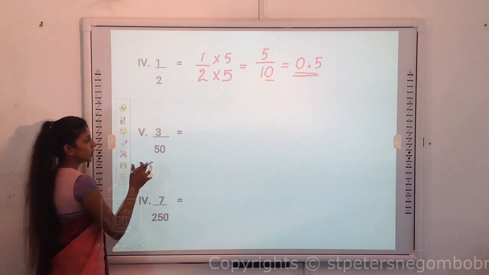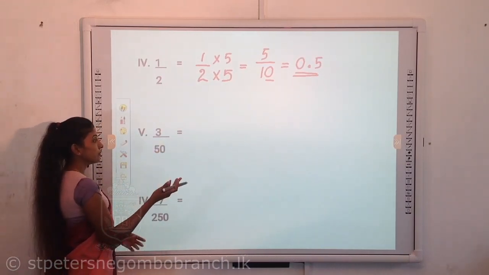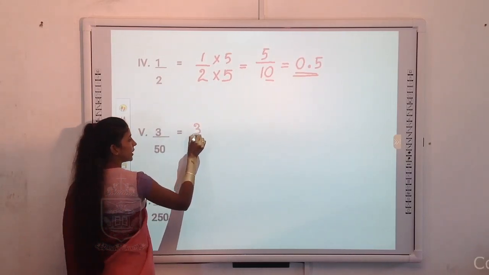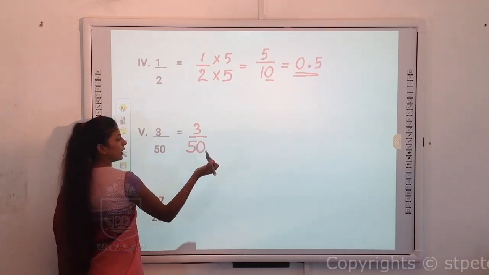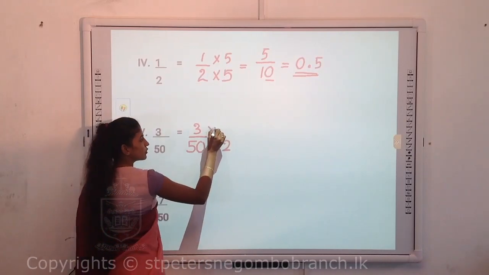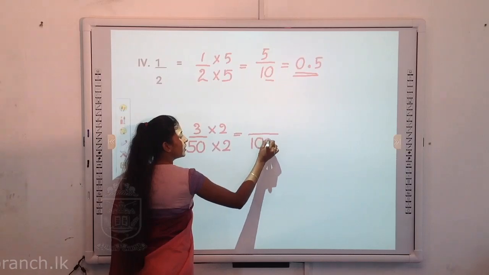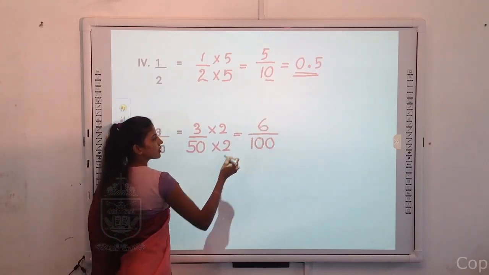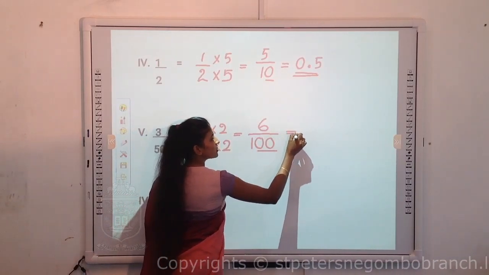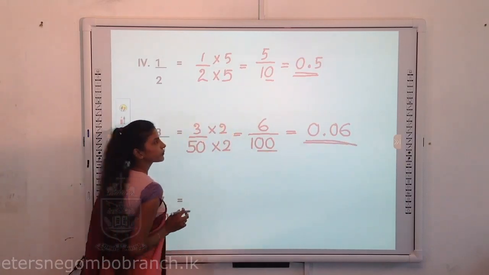Next example, 50. How can we make 50 into a power of 10? We can't make it, but we can make it into 100. By which number can we multiply? We can multiply by 2, because we know 50 times 2 will give you 100. So you have to multiply this also by 2. So in the denominator you will have 100, while in the numerator you will have 6. 6 over 100. 2 zeros in the denominator. So 2 decimal places should be there in the final answer.